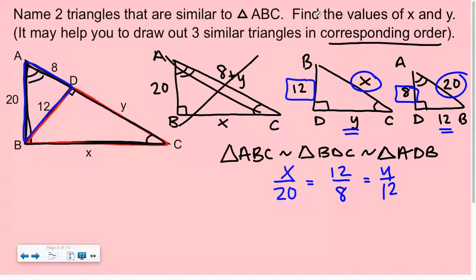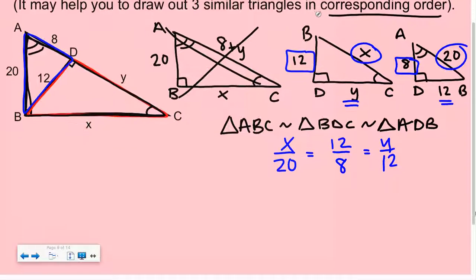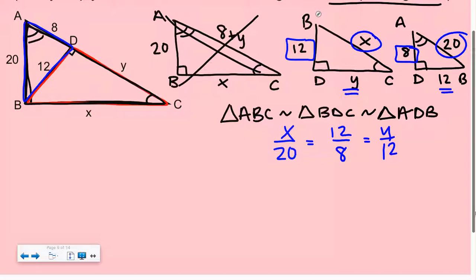Just pick 2 at a time to cross multiply. If I simplify this first, 12 over 8, what goes into 12 and 8? 4, so wouldn't that be 3 over 2? Yeah. So if I want to solve for x, 2 times x is 2x. 20 times 3 divided by 2, and x is 30. Wouldn't that make sense? 30 over 20, that'd be 3 over 2, right?